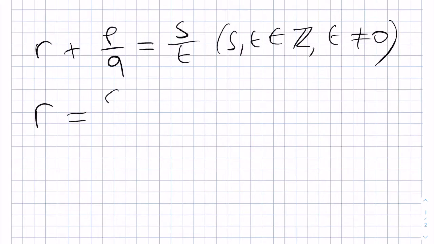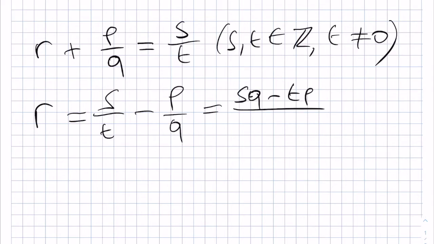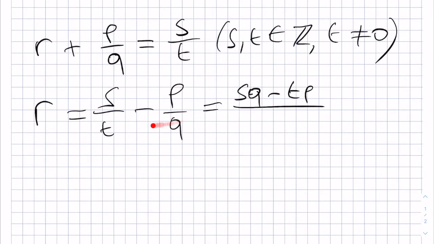So that would be s over t minus p over q, and then we could combine these fractions into one overall fraction by using cross multiplication. So we have sq minus tp, all divided by tq, and this gives us one fraction altogether.